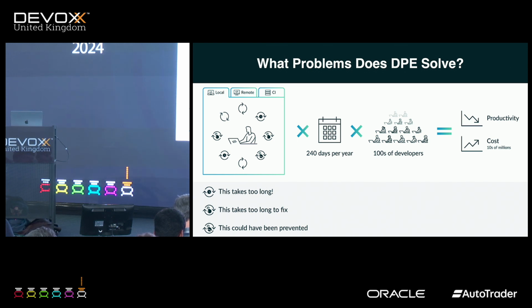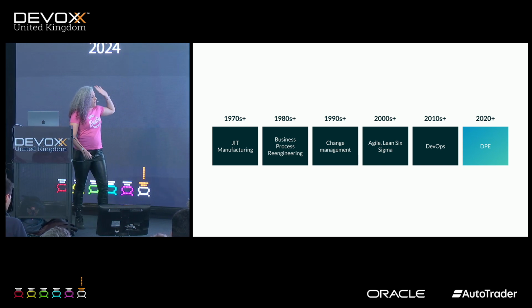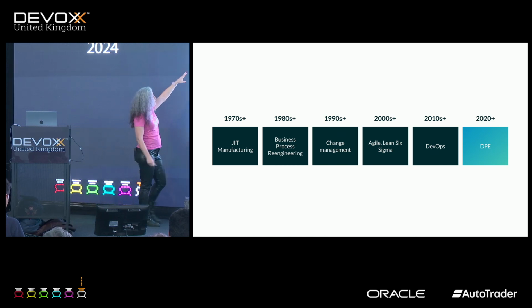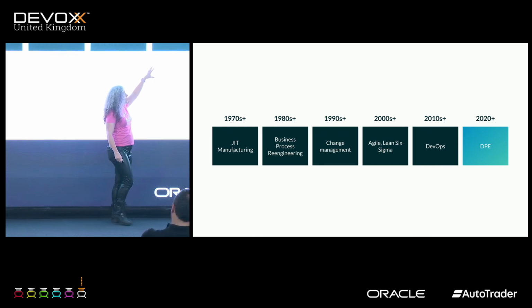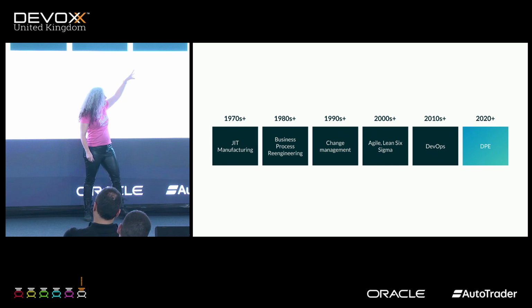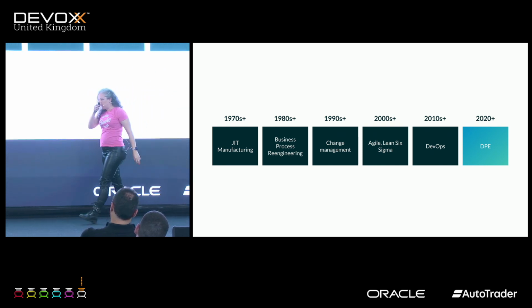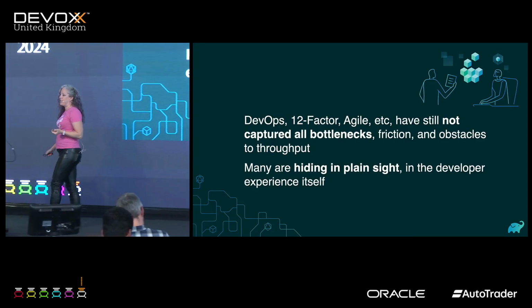So all these tiny things that get in the way of us as developers are having a massive impact on the organizations we work for. And the idea about DPE is that we've been doing incremental improvements to our processes over time. I worked at Ford, and we did just-in-time manufacturing and business process. We did all of these things at Ford and Lean Six Sigma. And I was working with Dave Farley when we did continuous delivery, DevOps, and DPE is kind of the next thing to capture some of the stuff we haven't really addressed yet.